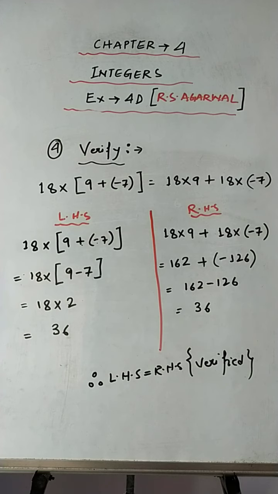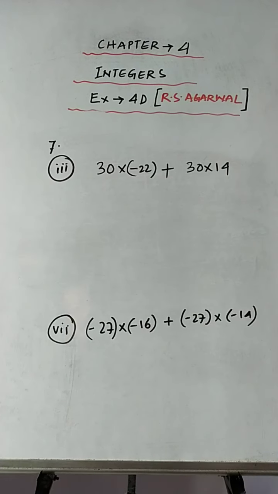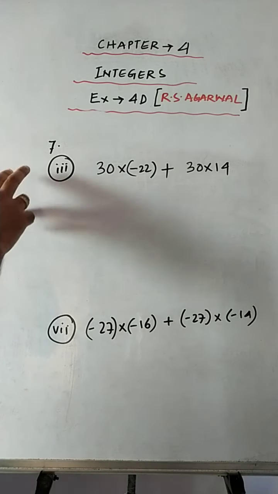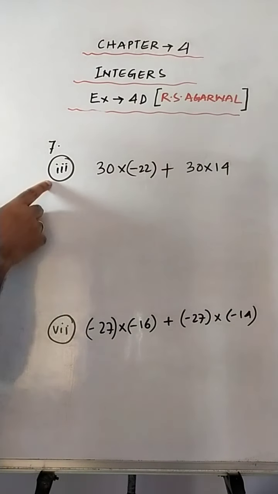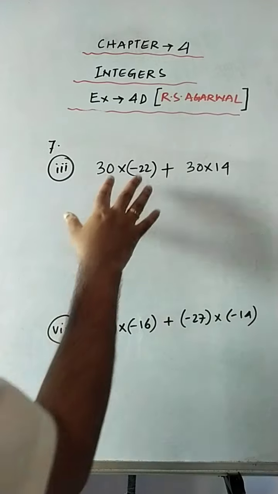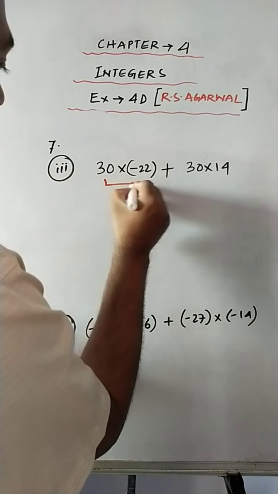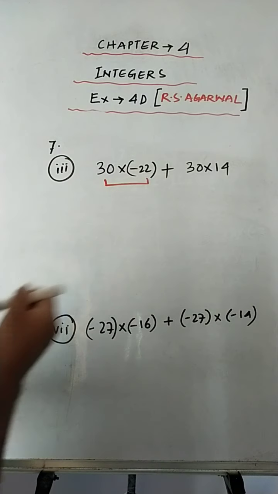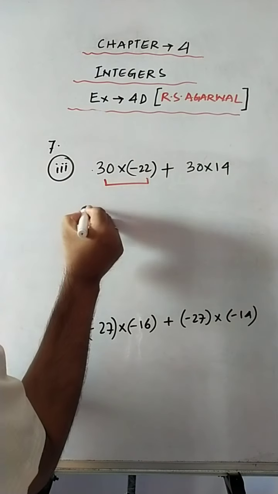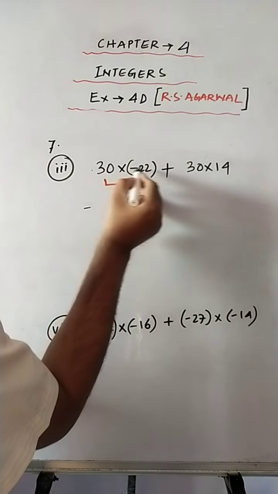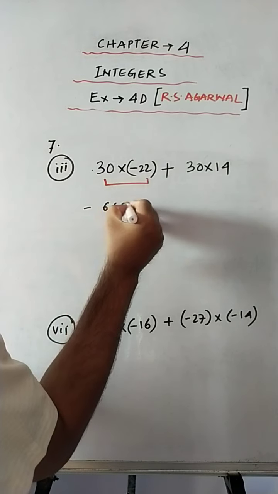That is question number 7, sum number 3. Okay, now in question number 7, we'll do these 2 sums, that is sum number 3 and sum number 7. Let's start with this one. So what we have to do, first of all, is multiply these two numbers. So what will be the answer? Plus minus is minus, and 30 into 22 would be 660.